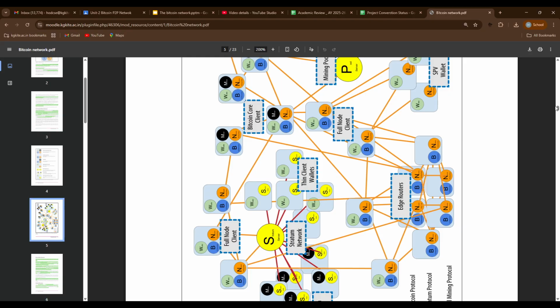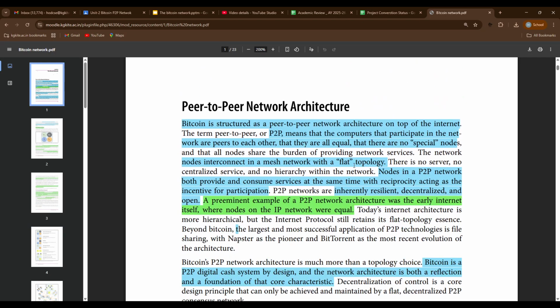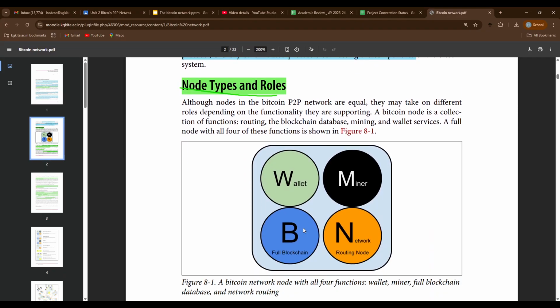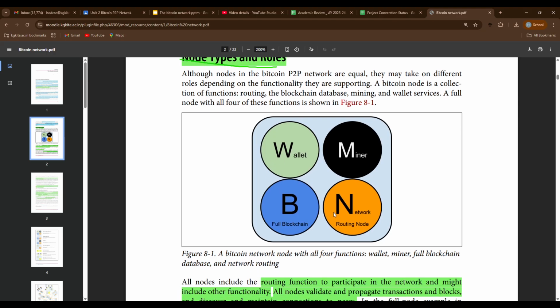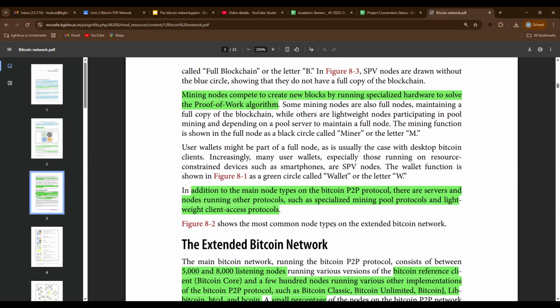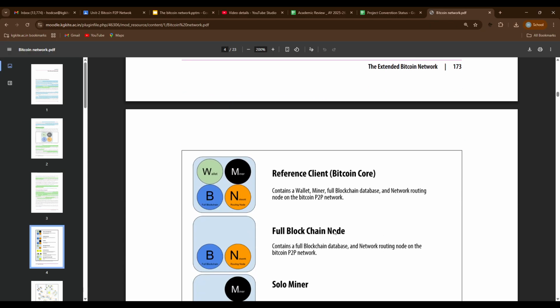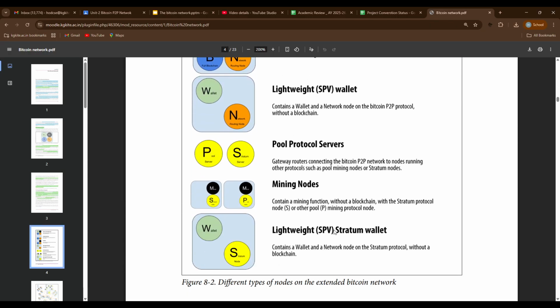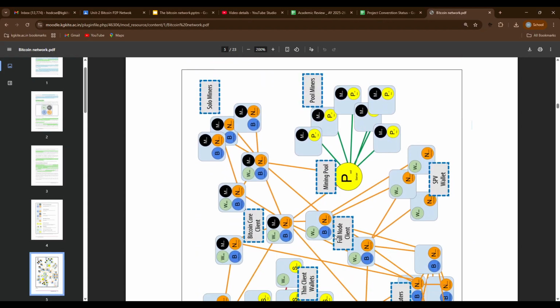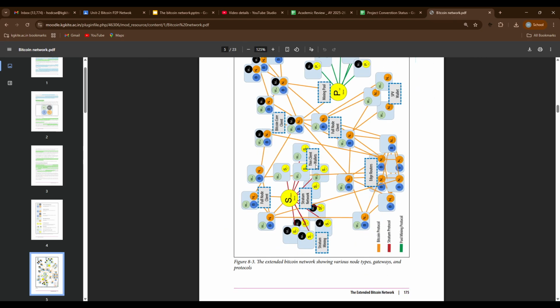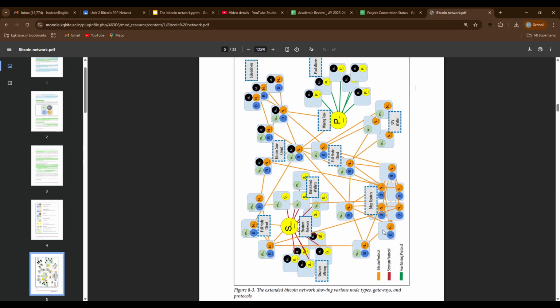So in today's session, we have seen what is meant by a peer-to-peer network architecture, and we tried to understand what a Bitcoin network node is and what its full-fledged functions are, all the 4. We learned about the protocol, what is meant by an extended Bitcoin network, and the different types of nodes that could be connected like this to have the blockchain network in full function. Thank you.